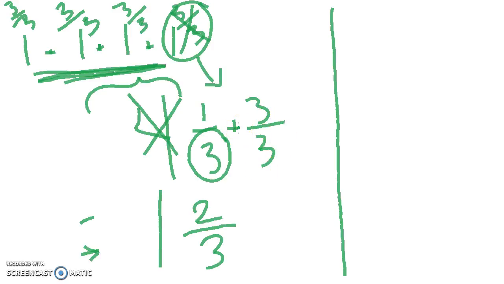1 third plus 3 thirds is equal to 4 thirds. Okay, and I borrowed him because I can't subtract 2 thirds from 1 third. So I borrowed a 1 from right here.